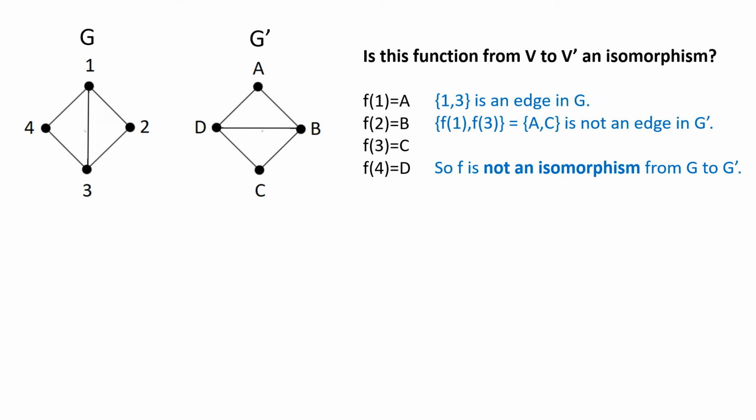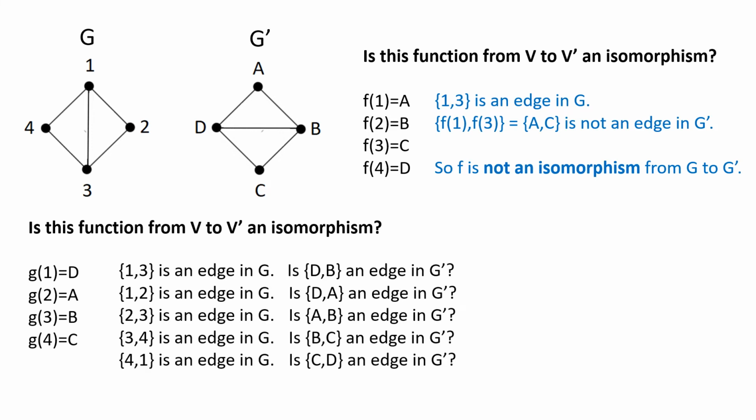But then we'd say, well, there's a line between 1 and 3 in G. Is there a line between A and C in G prime? No, there's not. So that's how we would have found that. And so then we could say that F is not an isomorphism from G to G prime, because we found that particular correspondence is not an isomorphism. Now, it doesn't mean that we can't find another correspondence that would work, right? That's not what we're saying. We're just saying that this particular correspondence, F, is not an isomorphism from G to G prime.